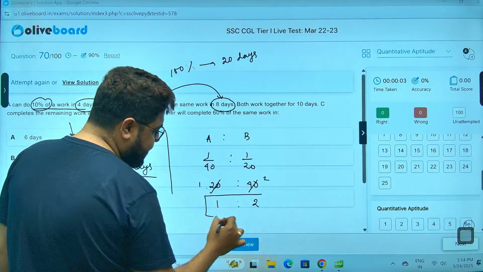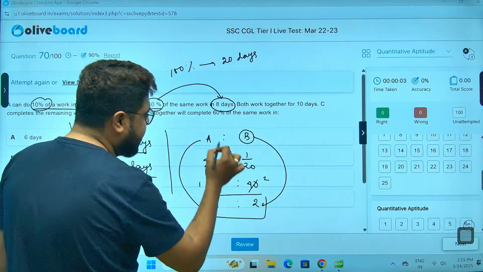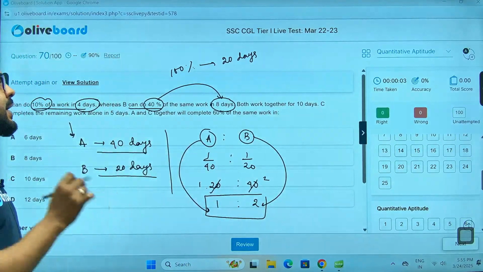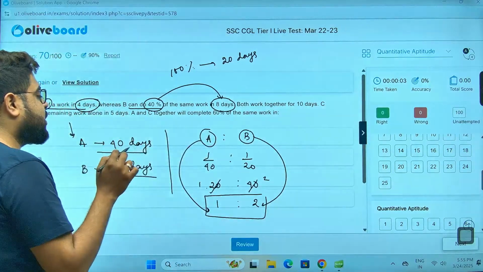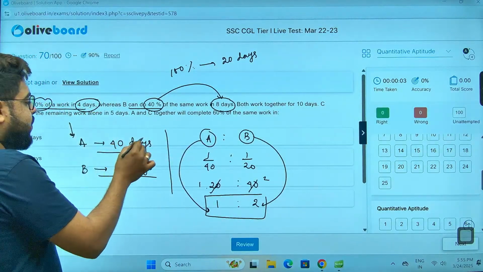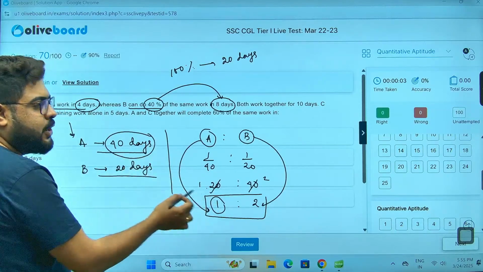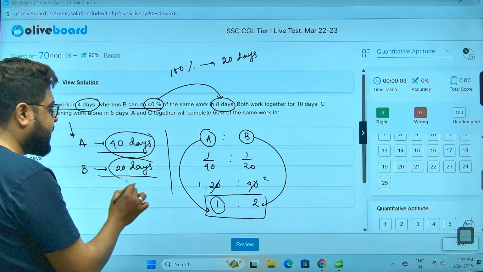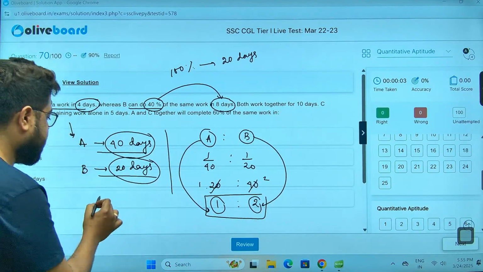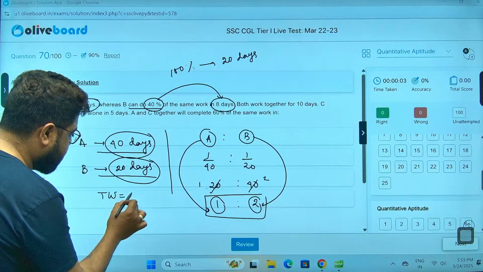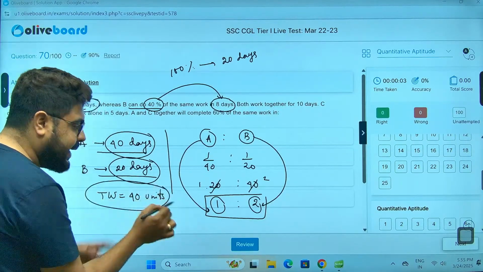Meaning A does 1 unit of work every day, B does 2 units every day. That is the conclusion. Now the total work: A completes the whole job in 40 days doing 1 unit a day, so total work is 40 into 1. Or go by B: B takes 20 days doing 2 units a day, that also gives 20 into 2, which is 40. So 40 units of work need to be done.